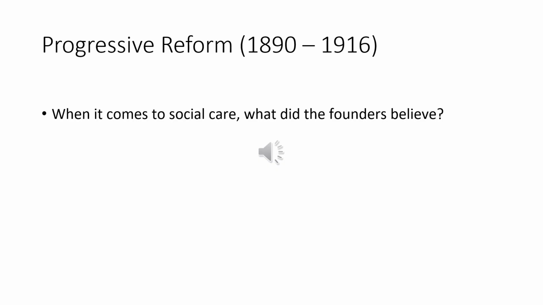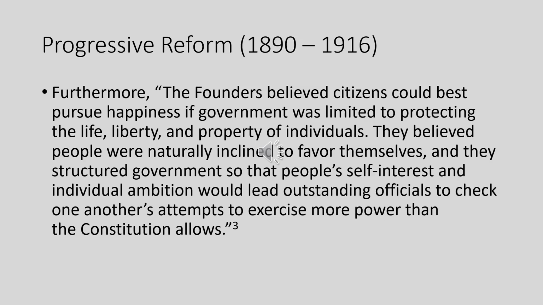So as I mentioned a moment ago, there were no social safety nets involved with American society. So we have to ask the question, when it comes to social care, what did the founders believe? What was the role of government when it came to taking care of individuals? When it comes to public care, the founders weren't involved. They believed the role of the government was to protect life, liberty, and property of individuals, and that individuals themselves would be selfish enough and determined enough, they would have that ambition to take care of themselves, and that any reach beyond life, liberty, and property violated constitutional law.